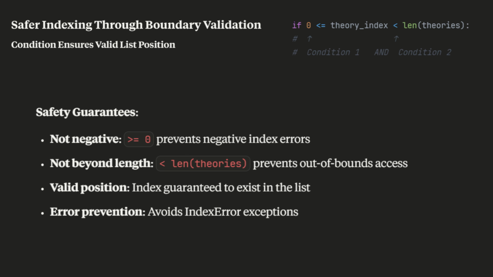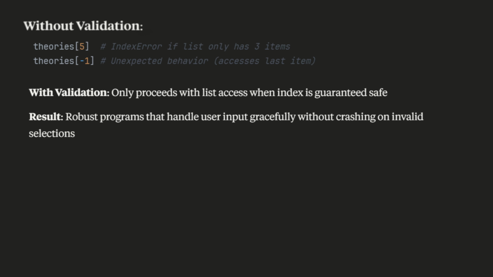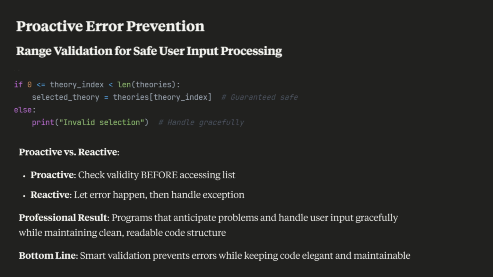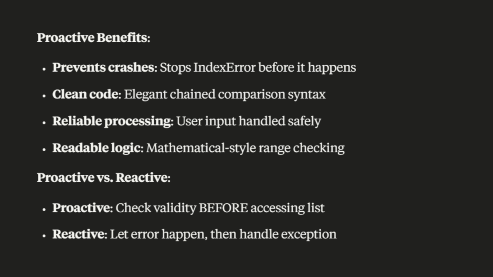The condition ensures theory index is a valid list position, not negative, and not beyond the list length. So we see how range validation demonstrates comparison operators creating safe, reliable user input processing that prevents index errors. It's like being proactive while maintaining clean, readable code.